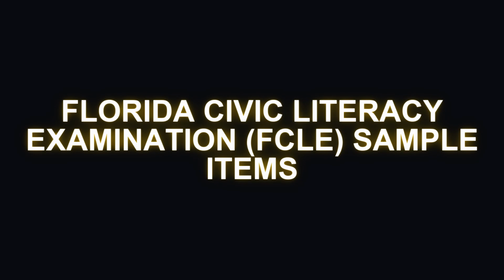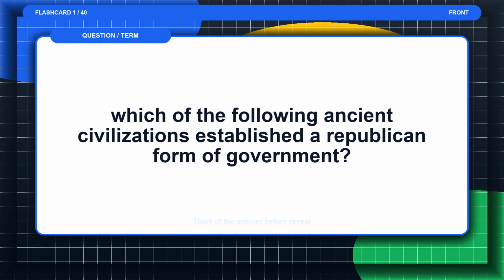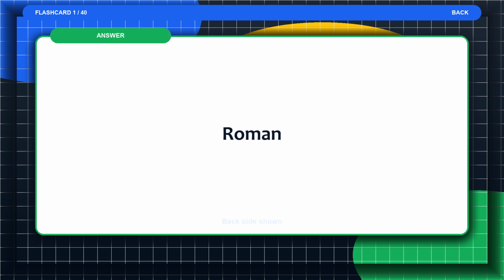Florida Civic Literacy Examination FCLE sample items. Flashcard 1. Which of the following ancient civilizations established a republican form of government? Think of the answer before the reveal. The answer is Roman.